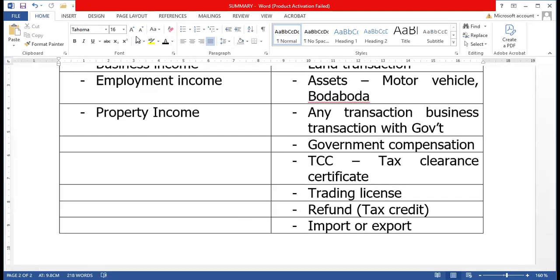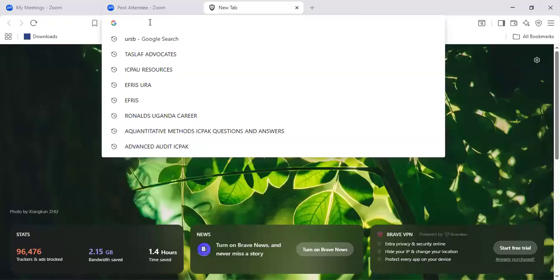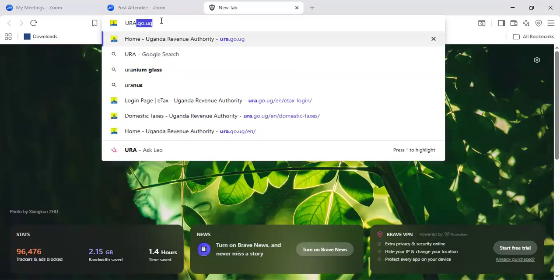So how do you then get a TIN? How do you apply for a TIN practically? So for you to apply for a TIN, as an individual, you will go to the URA website. You can just type URA and press enter.